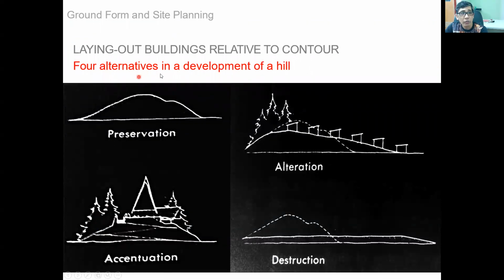So these are the four alternatives in the development of a hill. First, we have the preservation of the hill. Second, some alteration of the hill, so that it will not be too steep. Another is destruction of the hill, which should be avoided. Another one is accentuation, where you emphasize the contour so that you can achieve a more pleasing design of the hill.